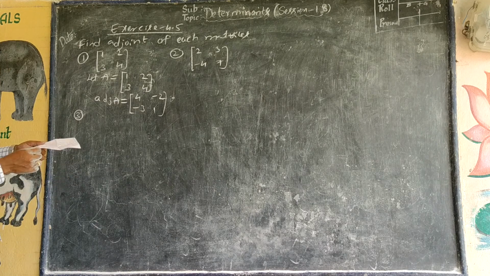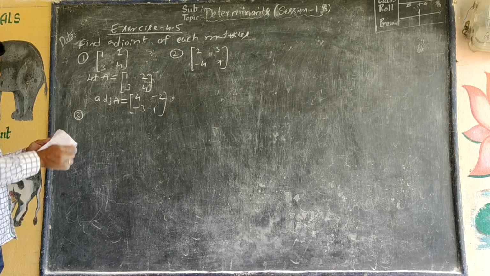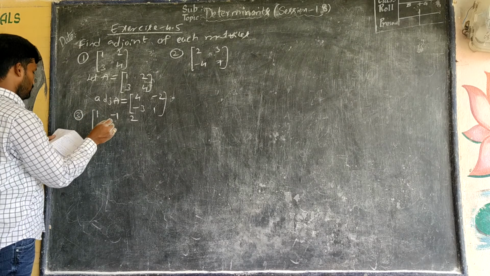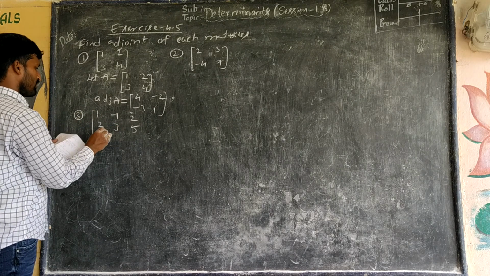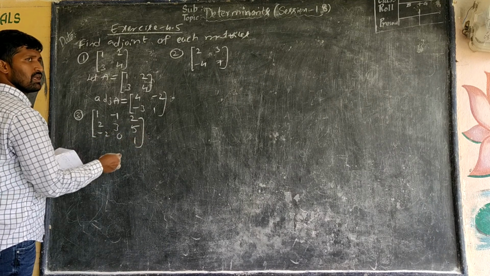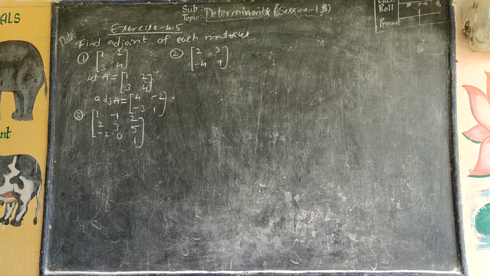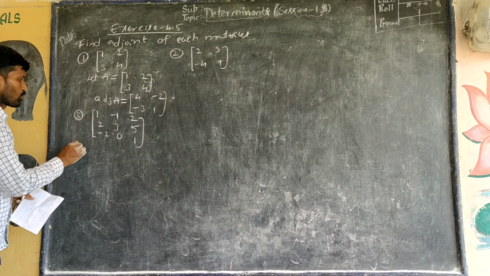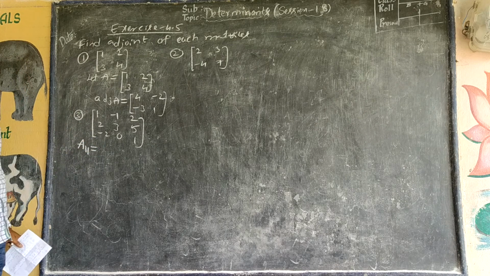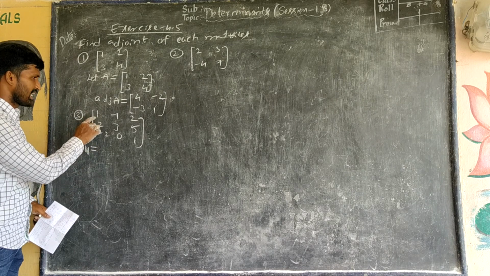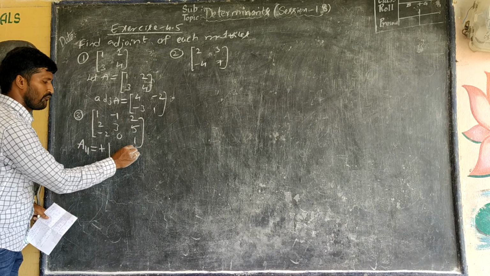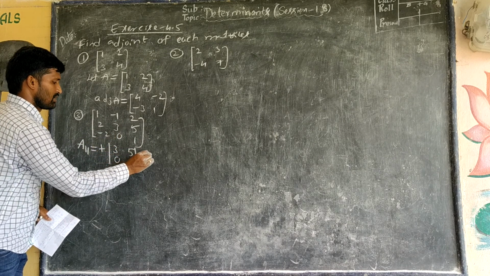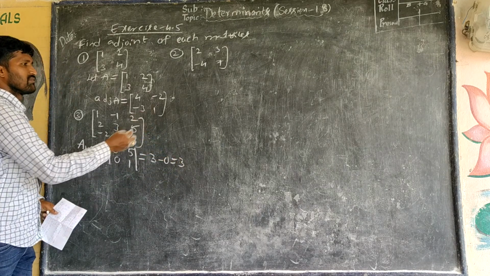Third question is given like this. Condition: a 3 by 3 matrix, [1 -1 2; 2 3 5; -2 0 1]. For this we need to find adjoint A. For adjoint A, what are the required values? We need to find cofactors. Cofactors first. Capital A11, sign is plus. Delete the row and column: [3 5; 0 1]. 3 minus 0, that is clearly 3.